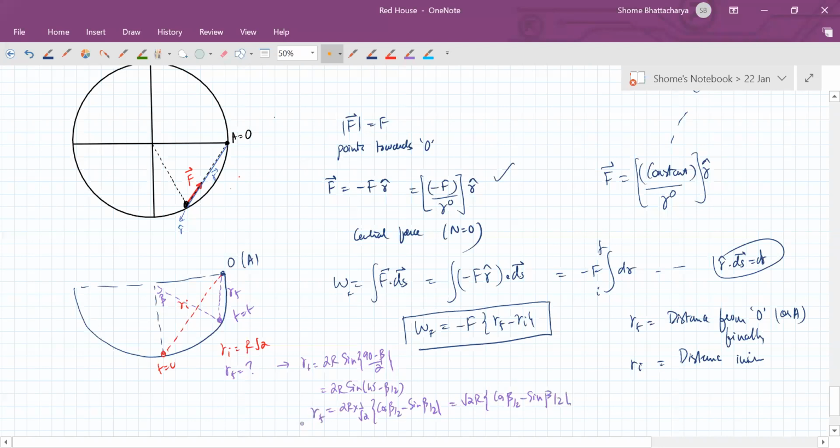So this is my R final and this is my R initial, and you can see that the work done is minus F into R final minus R initial, or I can just write that as F into R initial minus R final, and just substitute these two values, the initial value and the final value. That's it, we'll get the answer.